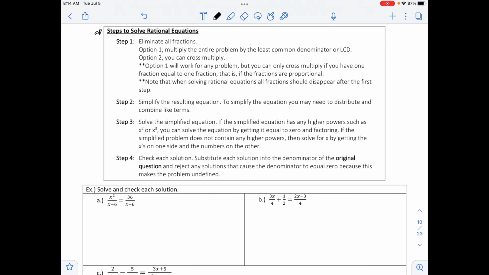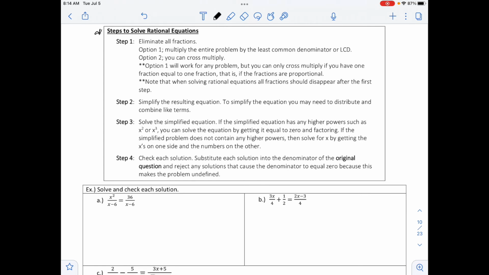Step 3 says to solve the simplified equation. If the simplified equation has any higher power, such as an x squared or x cubed, you can solve the equation by getting it equal to 0 and factoring. If the simplified problem does not contain any higher powers, then solve for x by getting x's on one side and the number on the other, so isolate the variable.